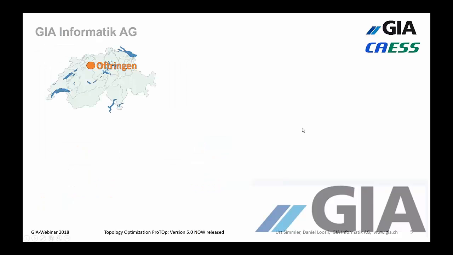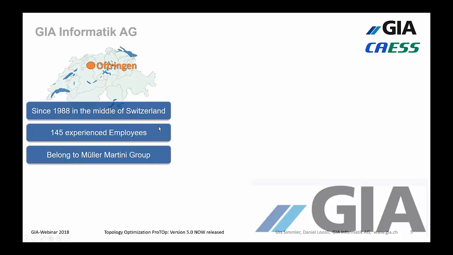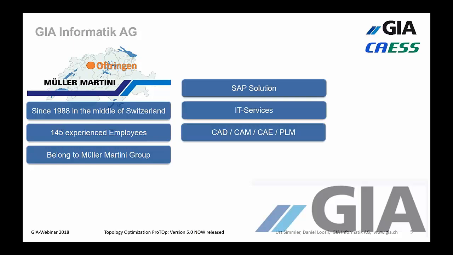A few words about GIA Informatik AG. We're located in the center of Switzerland. We have about 150 employees, and we belong to the Müller-Martini Group. Müller-Martini Group produces machines after, let's say, the printing process, so cutting machines, machines for producing books and that kind of stuff. GIA Informatik AG is a SAP reseller.